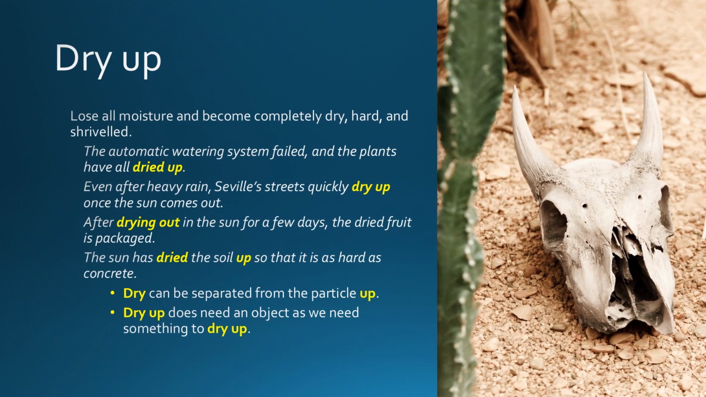Dry up. Lose all moisture and become completely dry, hard and shriveled. The automatic watering system failed and the plants have all dried up. Even after heavy rain, Seville's streets quickly dry up once the sun comes out. After drying out in the sun for a few days, the dried fruit is packaged. The sun has dried the soil up so that it's as hard as concrete. Dry can be separated from the particle up. Dry up does need an object as we need something to dry up.